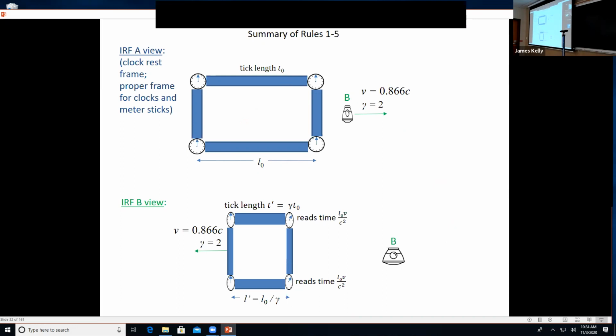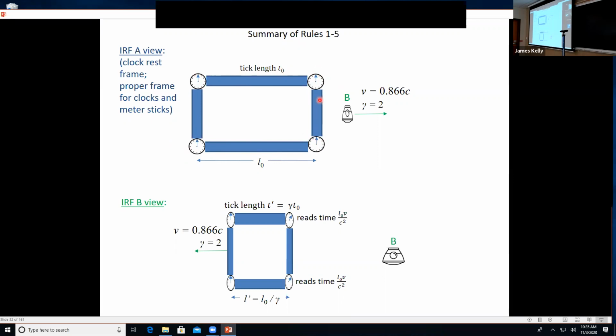So I'm imagining here in IRF A, there's this thing that's built out of rigid rods with clocks at the corners. And of course, if it's at rest in IRF A, I'm going to make all those clocks be synchronized. That's the way we always do it. And let's imagine they have a certain tick length t0 for the clocks. That's how long a tick takes on this clock. 1 second takes 1 second, of course. And there's a certain length along this direction.